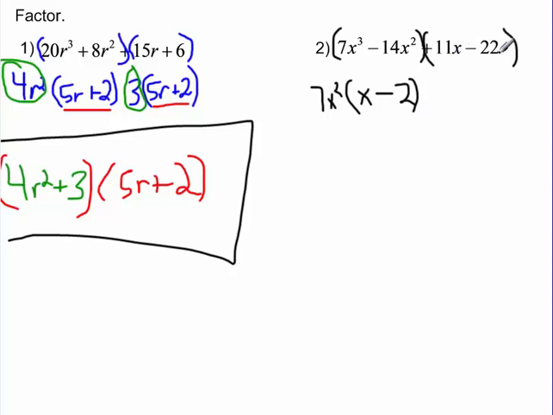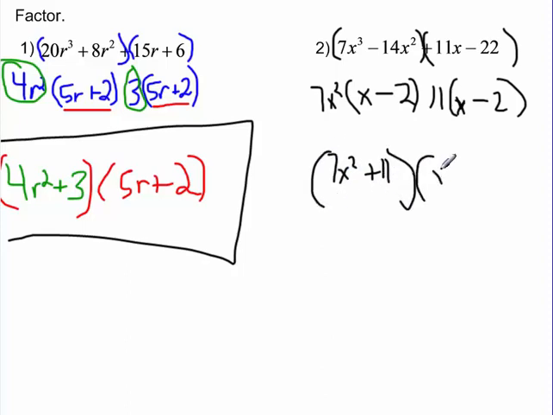11 and 22 have a common factor of 11, x and no x do not have a common factor, so it leaves me with x minus 2. Okay, so this is 7x squared plus 11 and times x minus 2.